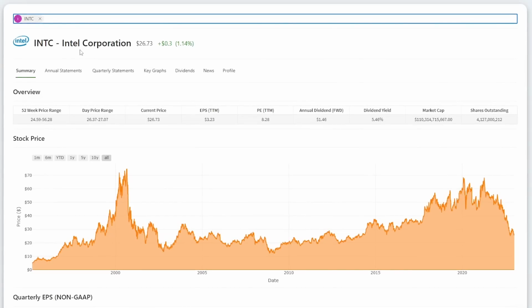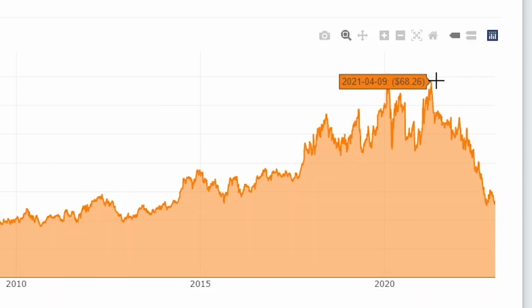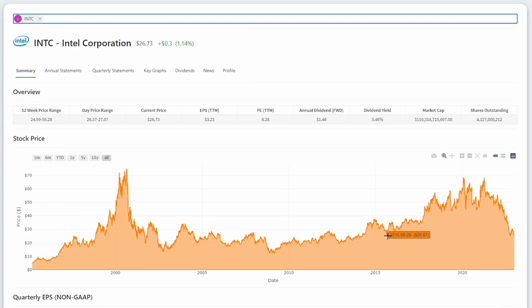Stock number two is the Intel Corporation, ticker symbol INTC. The current stock price is $26.73 with 4.12 billion shares outstanding, giving the company a market cap of $110 billion. From Intel's 2021 high, the company has fallen over 60% in value. These prices have not been seen since at least 2015. Now may be a great long-term buying opportunity for Intel.